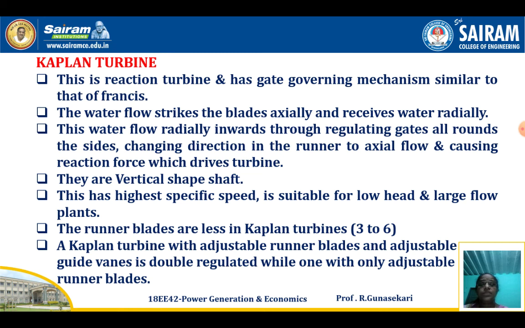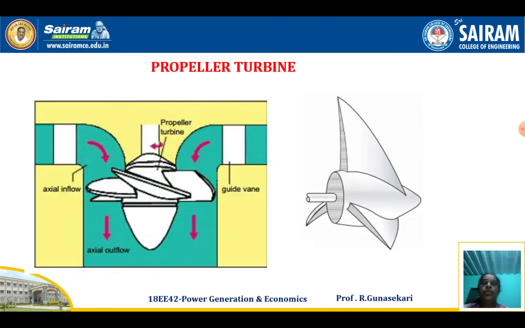This has the highest specific speed and is suitable for low head and large flow plants. The runner blades are fewer in a Kaplan turbine, that is 3 to 6 blades only. A Kaplan turbine with adjustable runner blades and adjustable guide vanes is double regulated, while one with only adjustable runner blades is single regulated. Then propeller turbine.